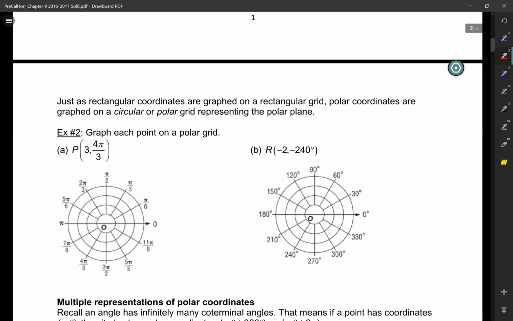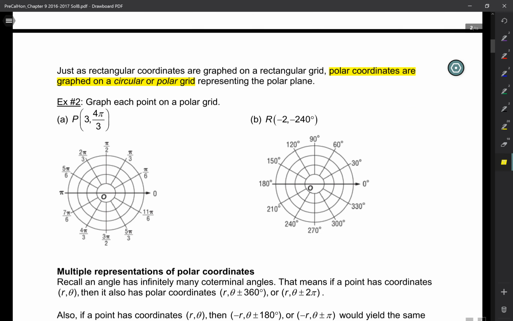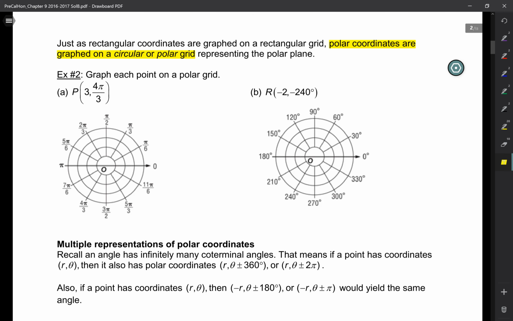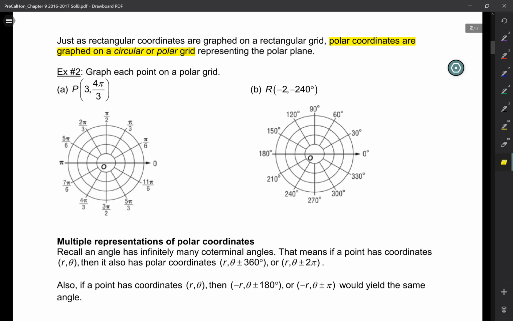All right. So rectangular coordinates are graphed on a rectangular grid. Polar coordinates are graphed on a circular or polar grid. Okay, so this is it, and I'll give you a sheet of these. So notice how we label these, right? We label them by our special angles: 30 degrees, 60 degrees, 90 degrees, pi over 6, pi over 3, pi over 2. Okay? And if you were to graph, let's say, pi over 4, where would that be? That would be in between pi over 6 and pi over 3. Right? If it was pi over 4.